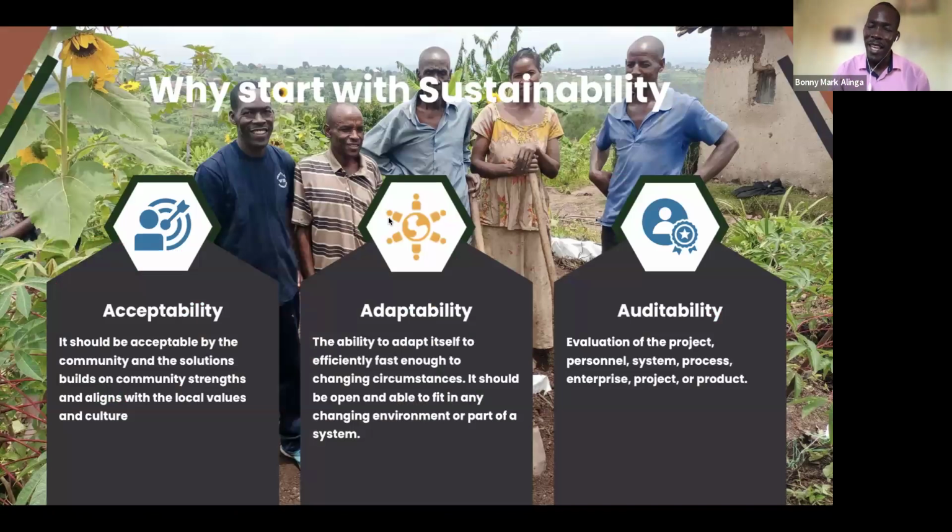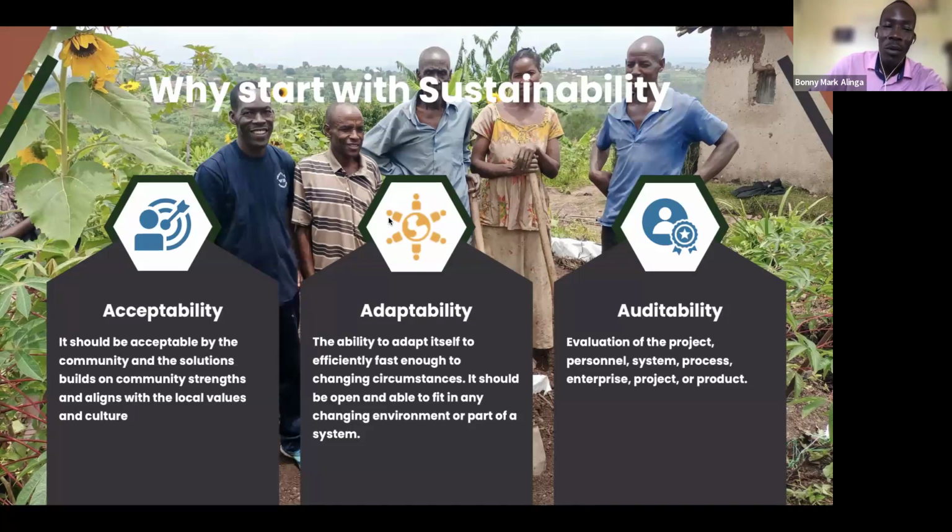So why is sustainability very important, and why should I start with sustainability? Is it a question that lingers in your mind mostly? Are you trying to think about this? Are you trying to craft some idea? And why should you start with sustainability? Wow. You start with sustainability because you need acceptability of your project, of your initiative, what you're going to do.